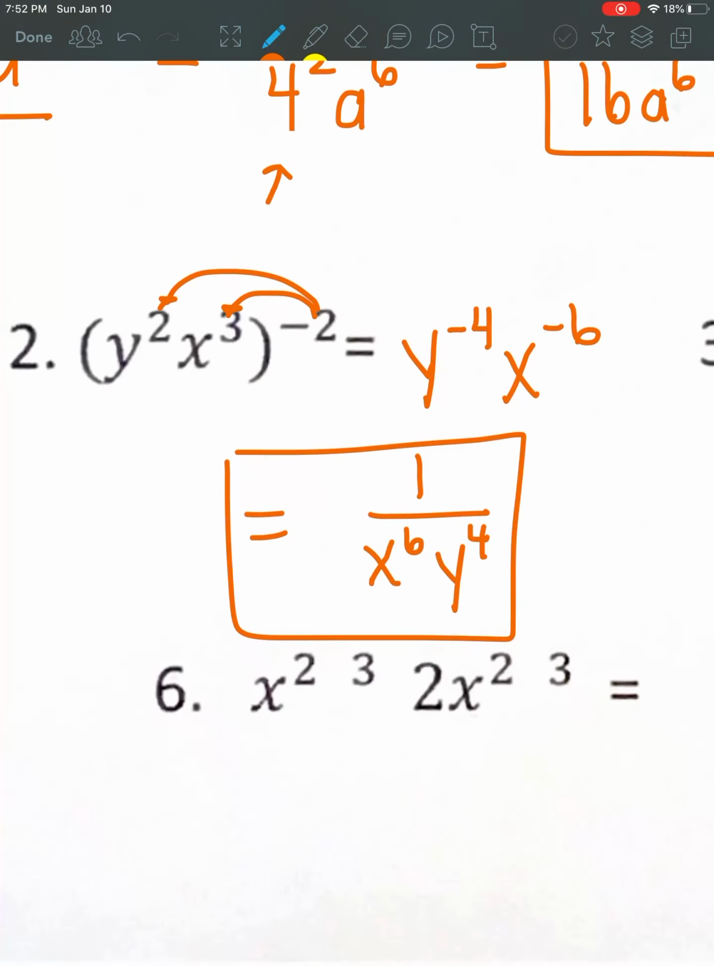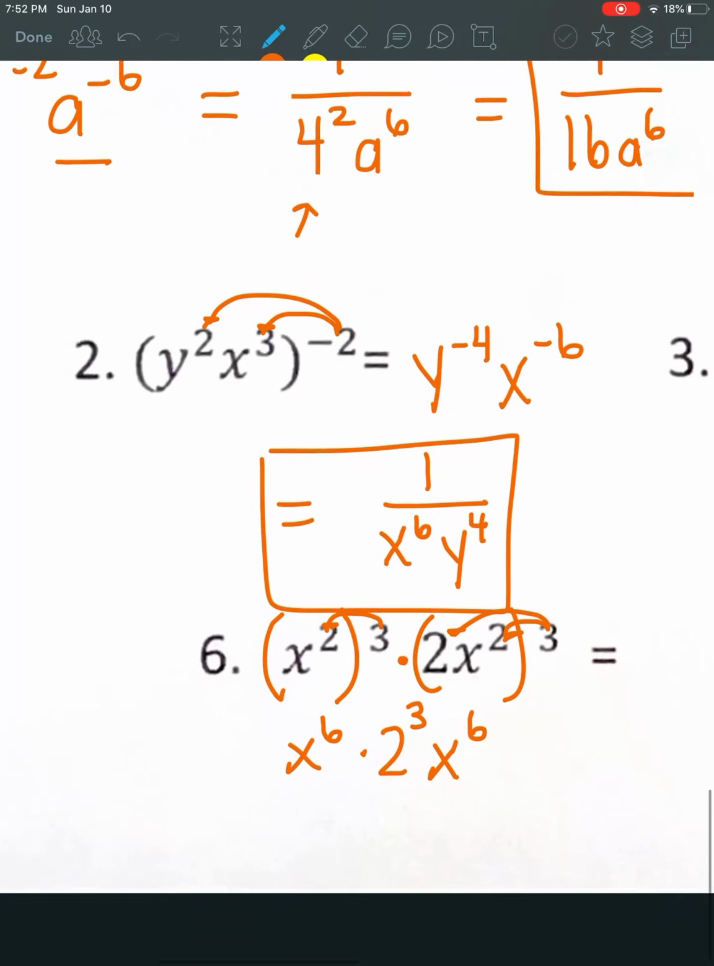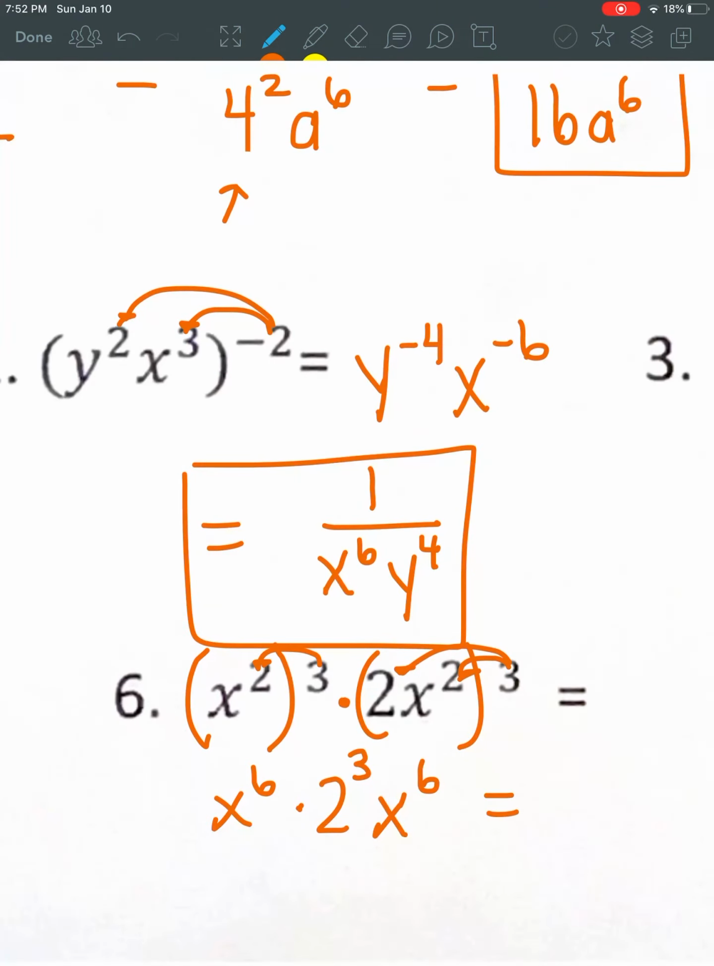6. Again, we're missing a couple things here. Parentheses go there and there. So now let's try this. The 3 goes to the x squared, so that becomes x to the 6th. Then times, we get 2 cubed, and then x to the 6th since we multiply.